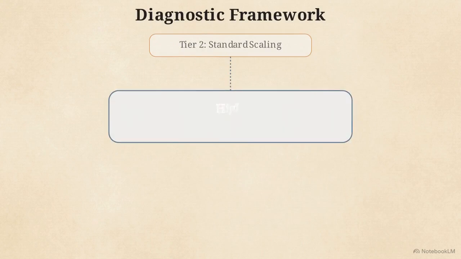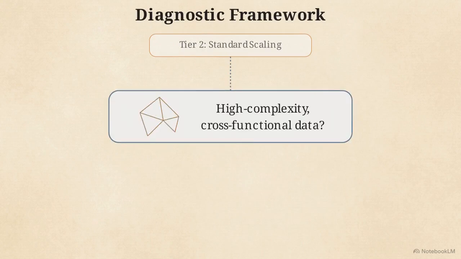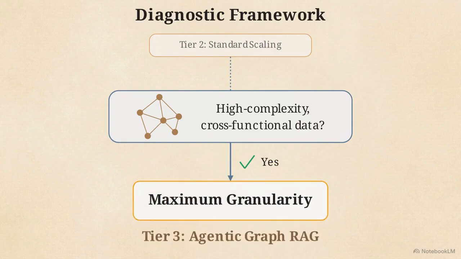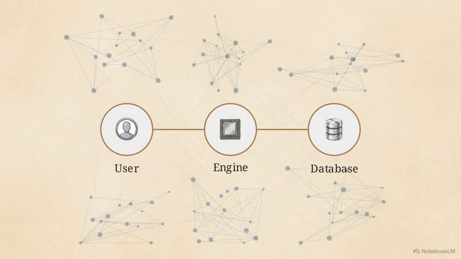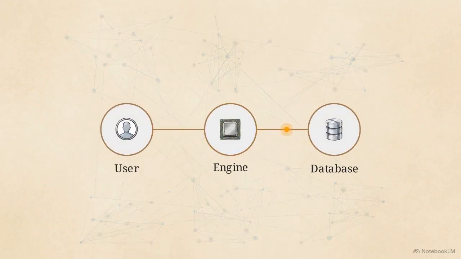Finally, does your use case require tracking highly complex, cross-functional organizational data? If yes, look at Tier 3, Agentic Graph RAG. For enterprise architects, managing highly interconnected data justifies the infrastructure and the team required to maintain it. The most effective AI deployments rely on the simplest possible architecture that consistently delivers the necessary result.